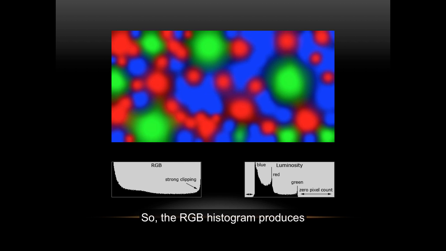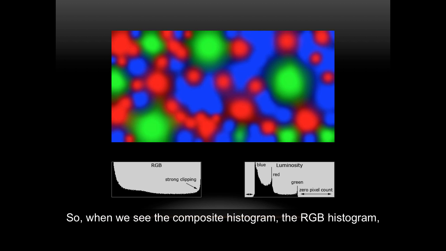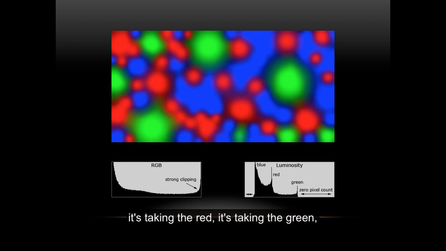So the RGB histogram produces those 3 independent histograms, and then it adds them together. When we see the composite RGB histogram, it's taking the red, the green, and the blue, and adding them together. And it's not thinking about whether or not each color came from the same pixel. So here, the 2 histograms illustrate the point that they can interpret the information completely differently.